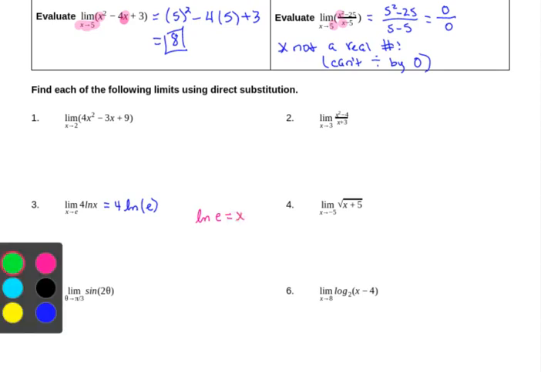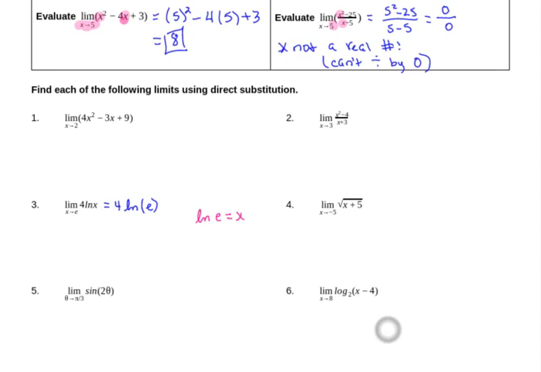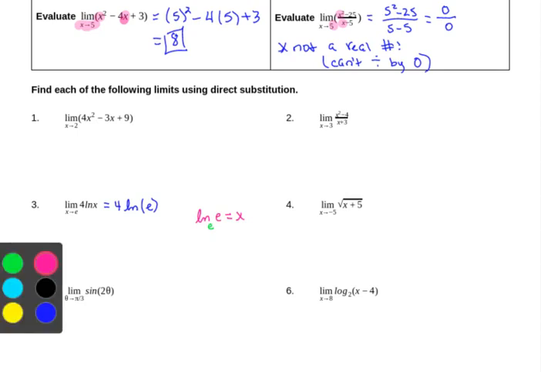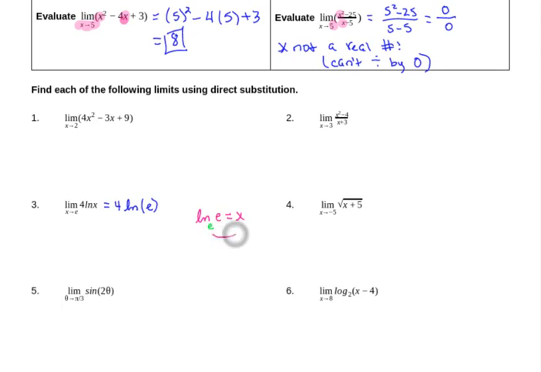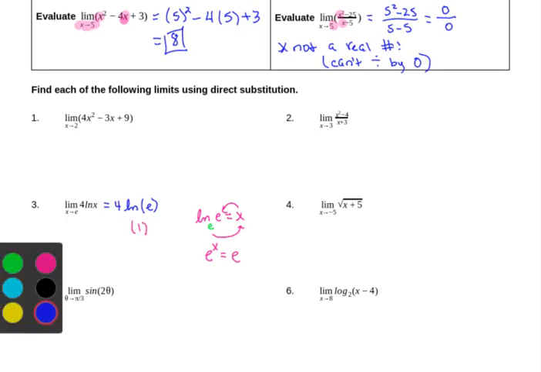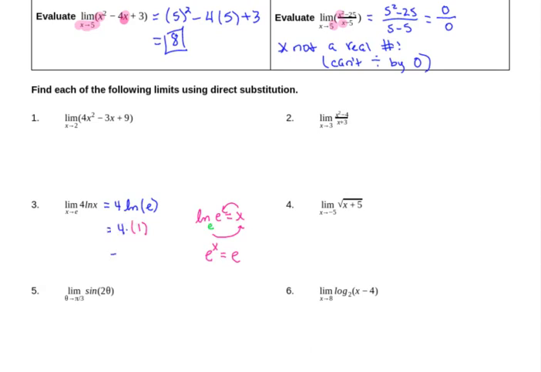So we have to remember that natural log really just means log base e. And so what we're going to do is we're going to rewrite this as e to the power of x equals e. We're going to do a log circle. Hopefully that sounds familiar. So we can clearly see then that this natural log of e is really equal to 1. So now we have 4 times 1, which is equal to 4.